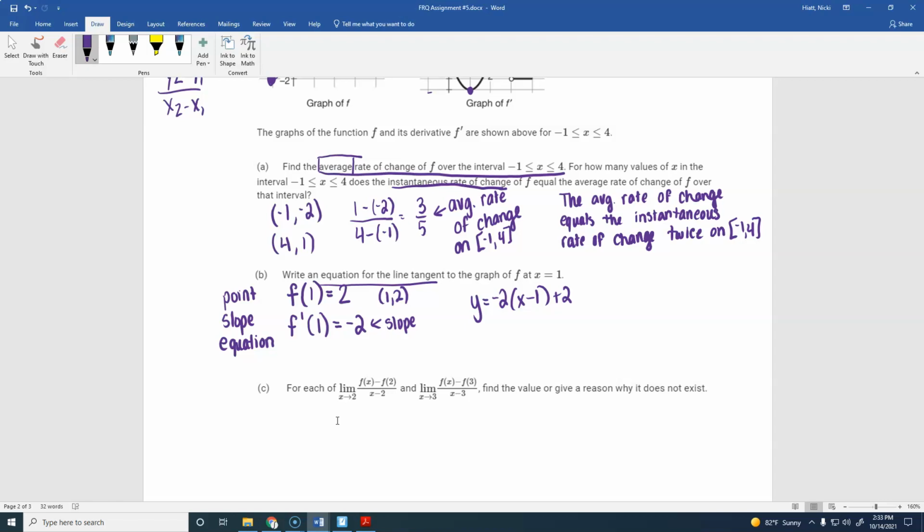Alright, so for C, they ask you to find the limit as x approaches 2 of f of x minus f of 2 over x minus 2, and the limit as x approaches 3 of f of x minus f of 3 over x minus 3, or give the reason why it doesn't exist. Okay, look, this is simple. You don't have to do a lot of work for it. And this is what it's going to look like on your test, okay?